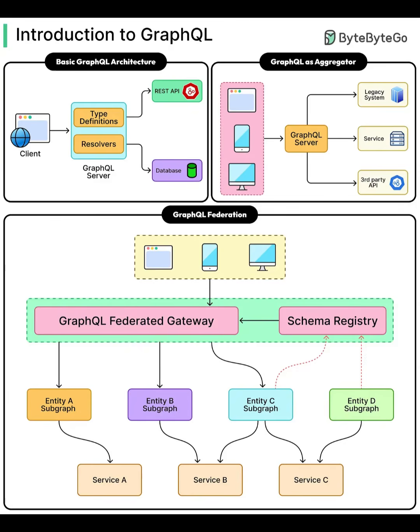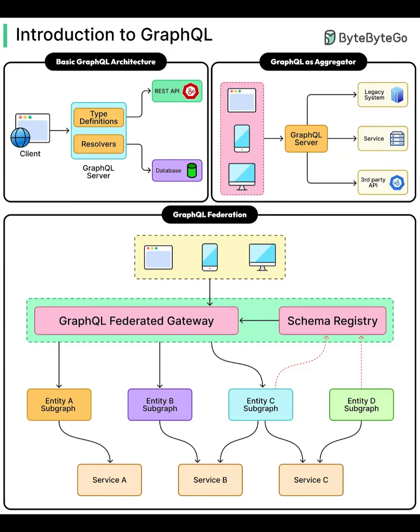GraphQL as an aggregator. GraphQL can sit in front of heterogeneous systems, legacy services, modern microservices, and SaaS APIs. The GraphQL layer maps schema fields to those backends, stitches results, and enforces access control and caching policies. This aggregator pattern avoids API sprawl on the client, provides one auth model, and lets teams evolve backends independently while keeping the client contract stable.